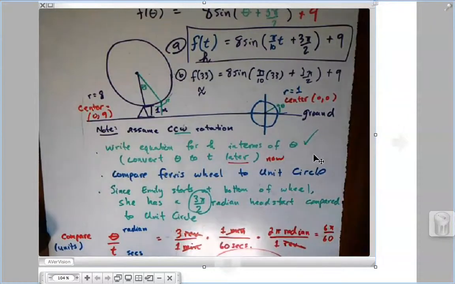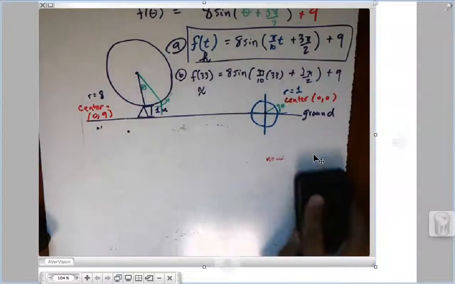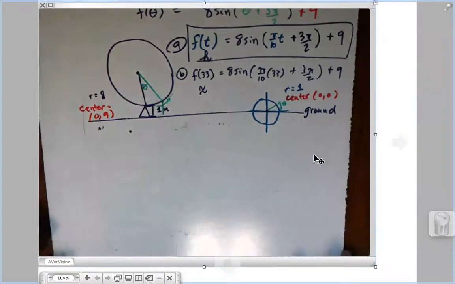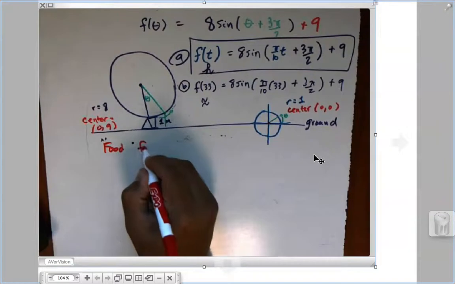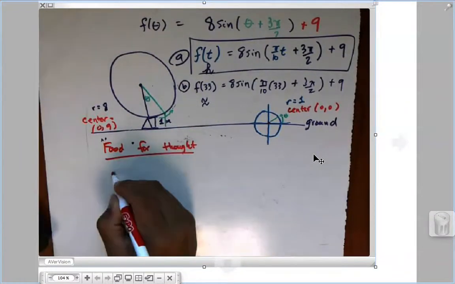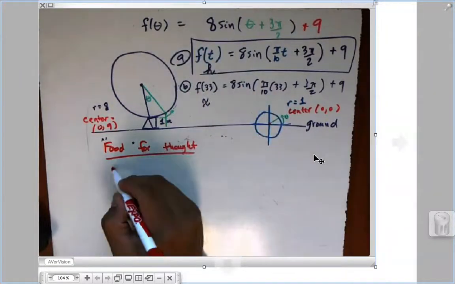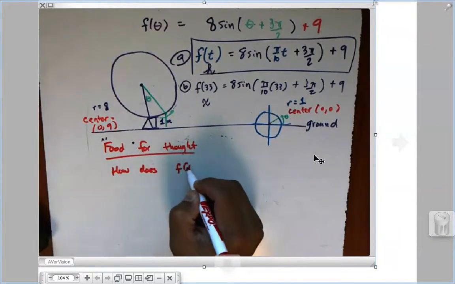And again, I'm going to erase all this and just put a few questions, which I call food for thought, for you to really think about, because we can solve this one problem, but we want to be able to extend these ideas. So I'm going to call this food for thought. One of the questions I want you to think about is, how does this function change? How does f of t change?